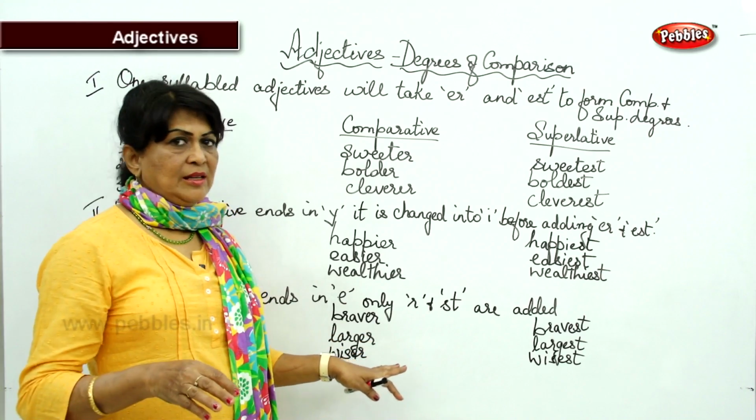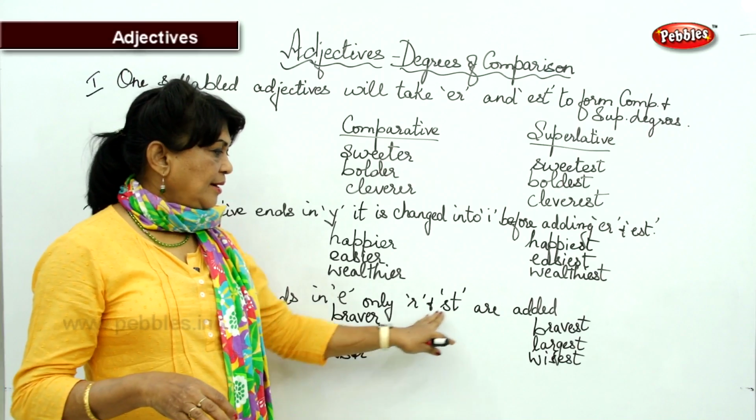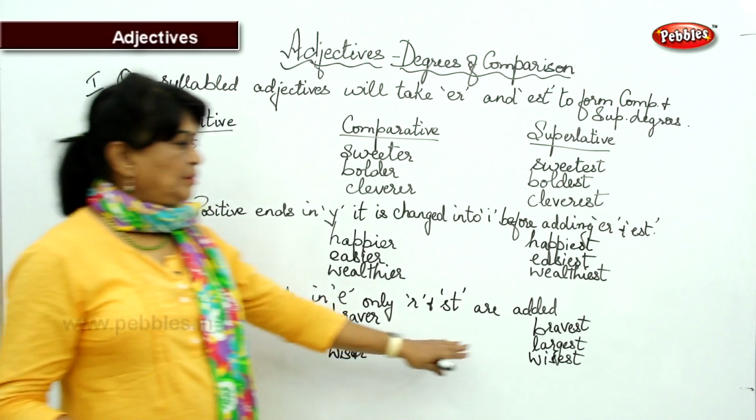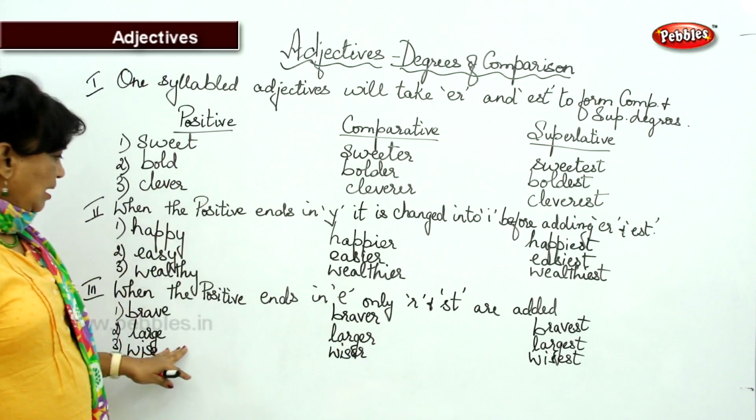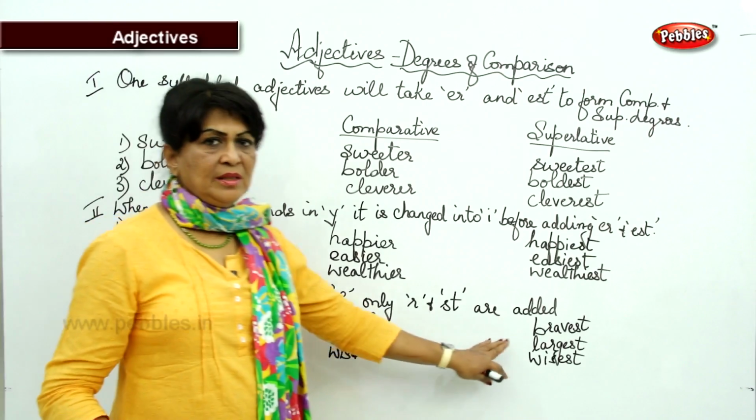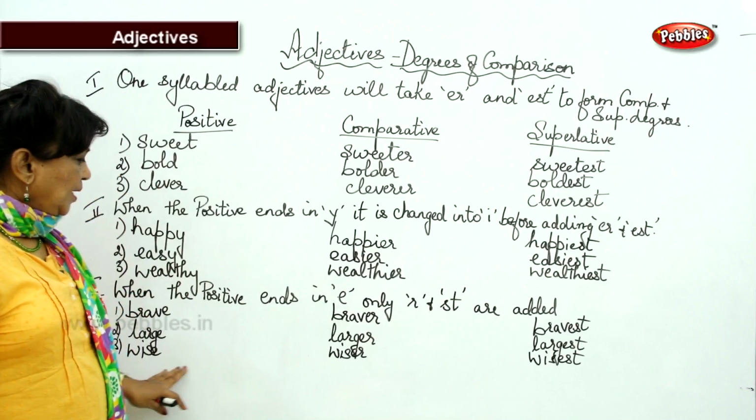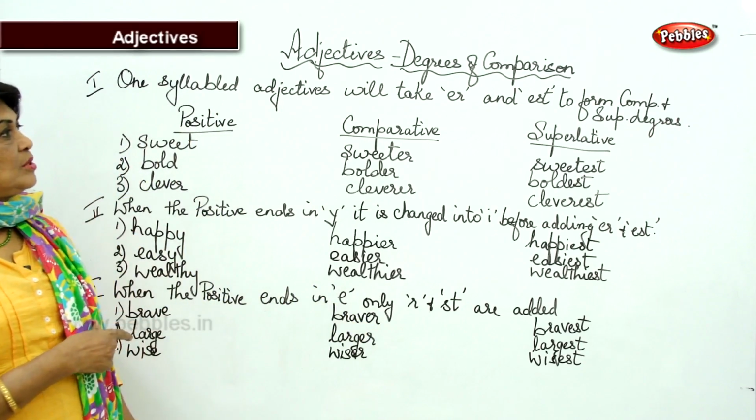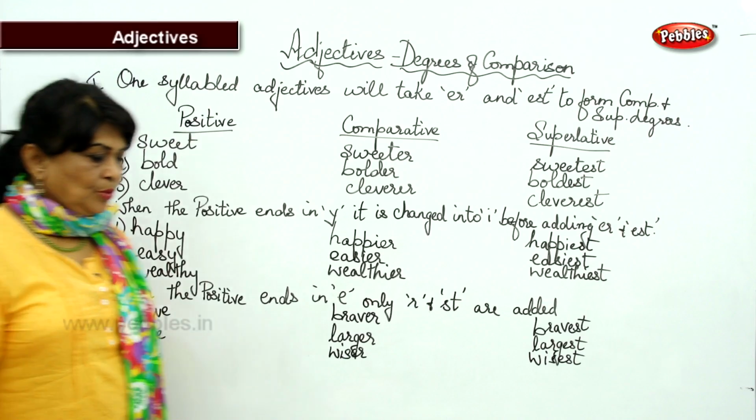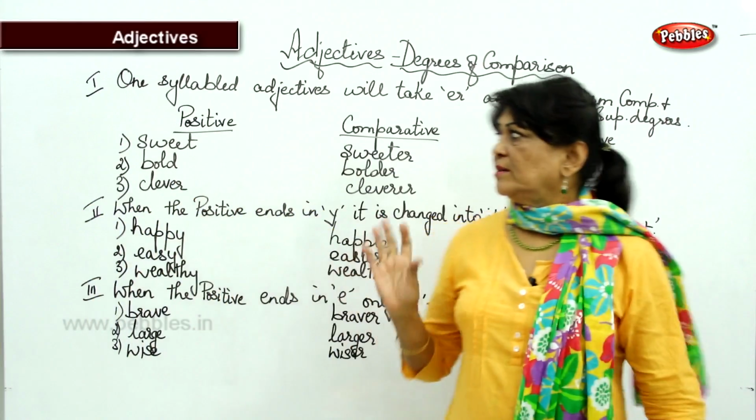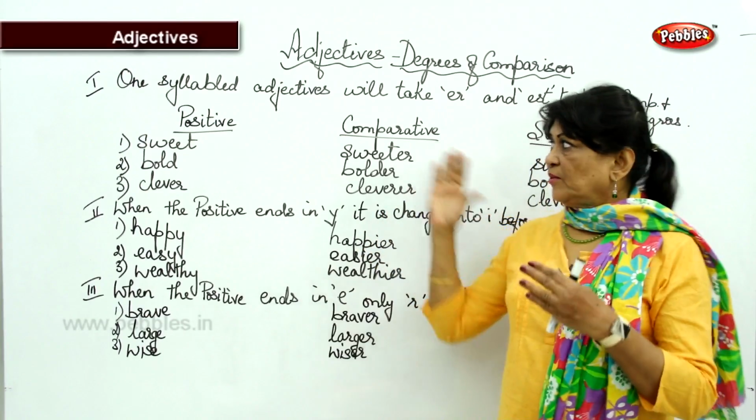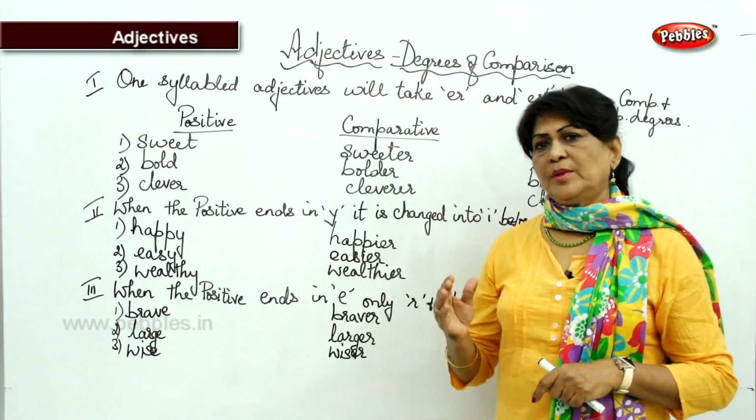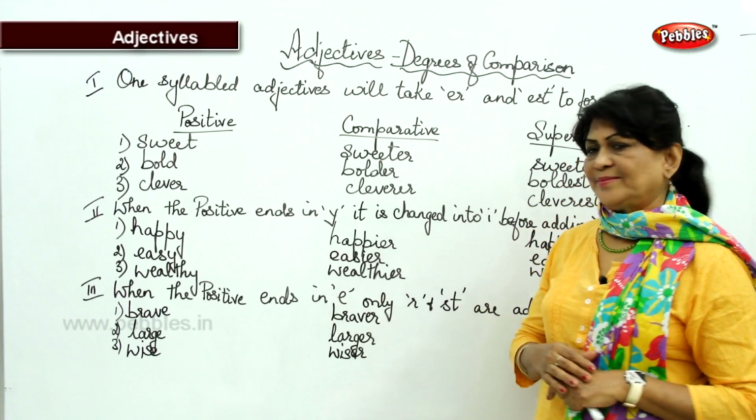Okay. When the positive degree ends in E, then already there is an E, so we do not add another ER or EST, only R and ST are added. Brave, braver, bravest. Large, larger, largest. Wise, wiser, wisest. So, we have seen 3 rules now. I am going to teach you 2 more rules. Okay, take down and you better memorize the rules so that you will know how to make the comparative and the superlative.